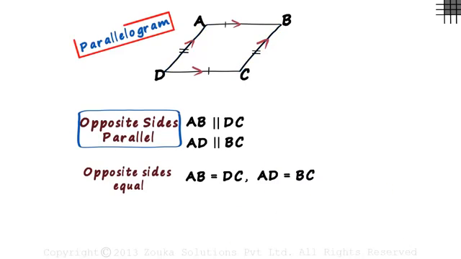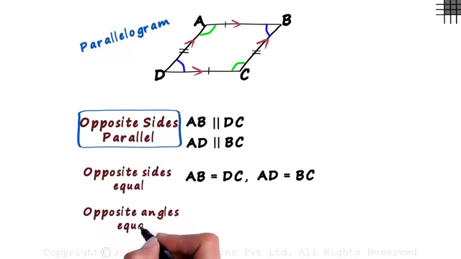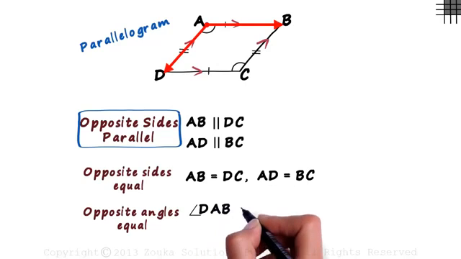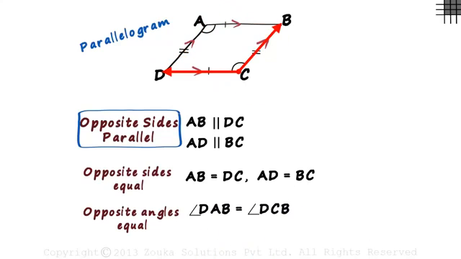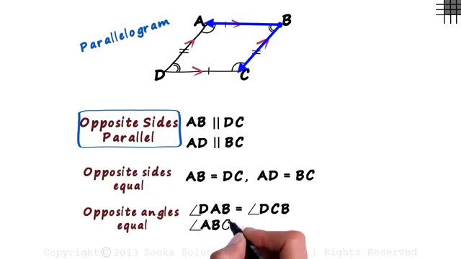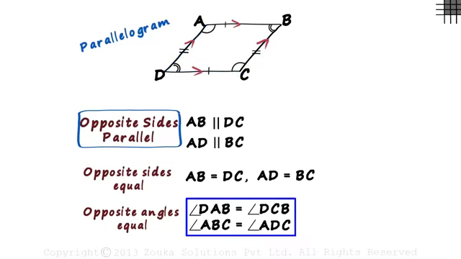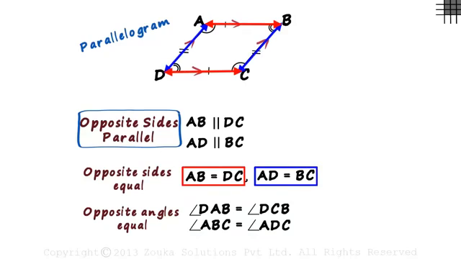And guess what? In a parallelogram, the opposite angles are also equal. Opposite angles are angles which do not have a common side. This angle will be equal to this angle. Angle DAB is equal to angle DCB. And this angle will be equal to this angle. Angle ABC is equal to angle ADC. Remember, this is the basic property of a parallelogram. The opposite sides as well as the opposite angles are equal.